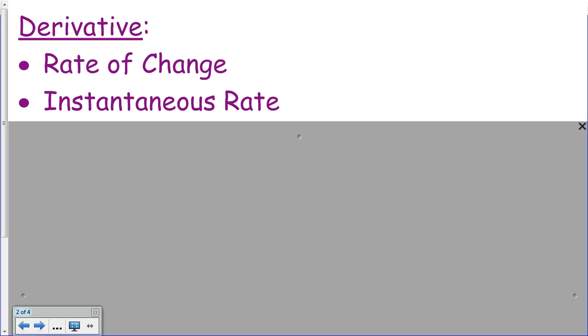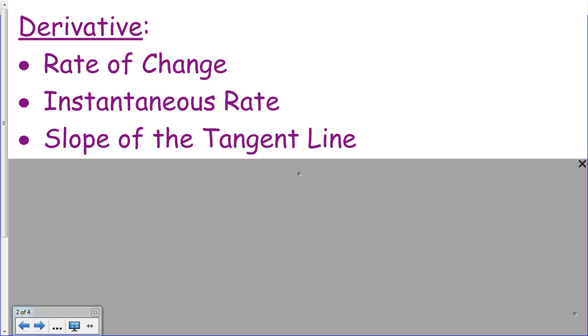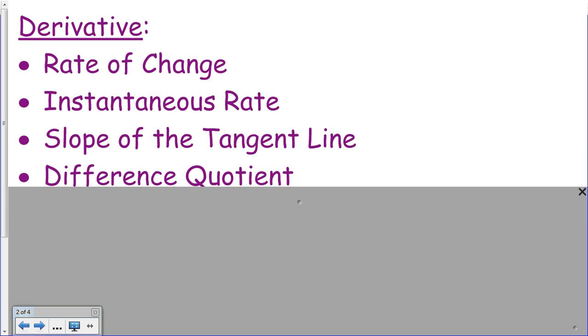Another way that we described a derivative, actually from Section 1, was an instantaneous rate. In fact, we even saw these two terms combined to call it an instantaneous rate of change. One of the techniques that we used to find or approximate a derivative graphically was to sketch the tangent line and then find the slope of that tangent line. The slope of that tangent line represents the rate of change, the instantaneous rate, the derivative. It's another way that we can describe a derivative.